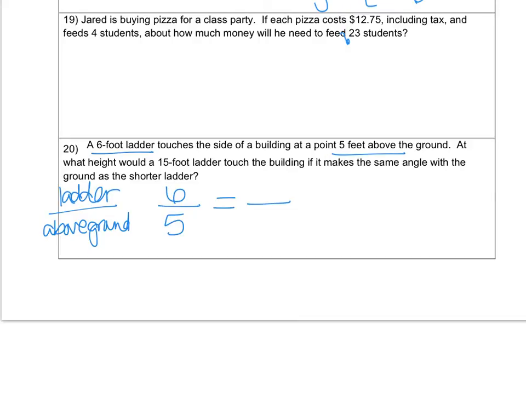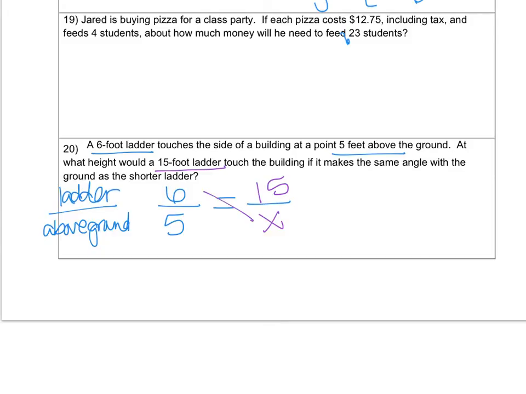It says, what height would a 15-foot ladder, so that's giving me the height of the ladder, so that's going to go on top. What height would the 15-foot ladder touch the building if it makes the same angle with the ground as the shorter ladder? So I'm trying to find what height above the ground it would be, so that's my variable x.